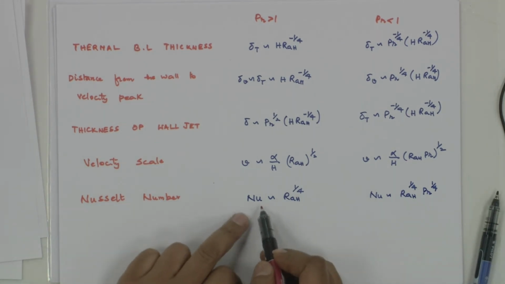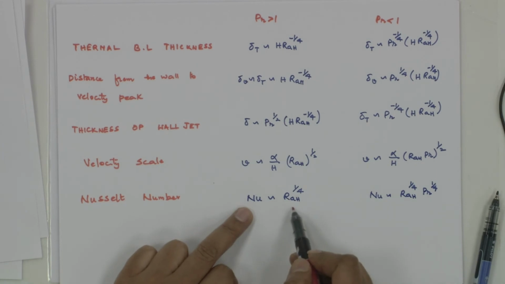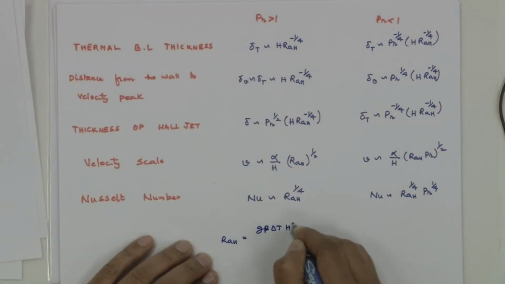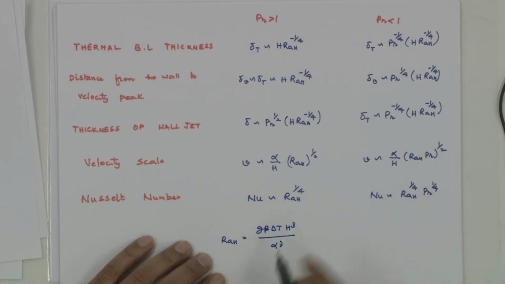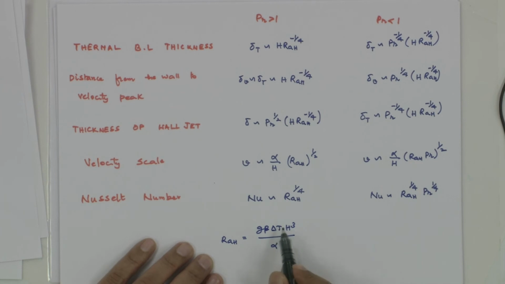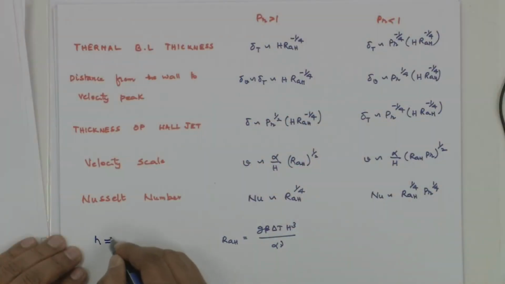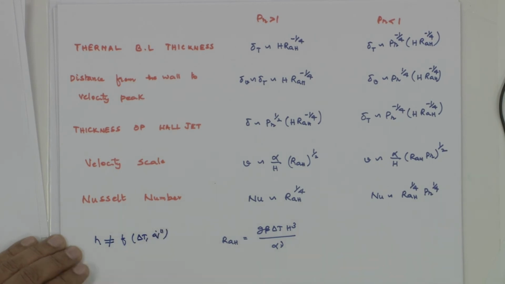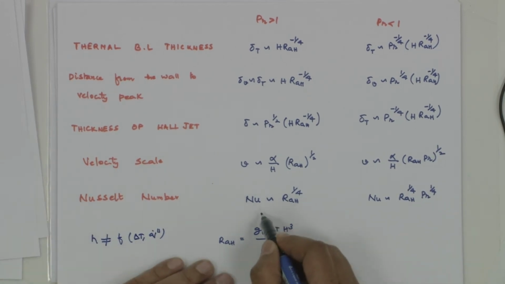See, the Nusselt number, that is the heat transfer coefficient, goes on increasing with the increase of the Rayleigh number. Recall, Rayleigh number is nothing but g beta delta T H cube by alpha nu. So as delta T goes on increasing, my Nusselt number goes on increasing. This is the fundamental difference between forced convection and natural convection. In forced convection, the heat transfer coefficient is not a function of delta T or q double dash. But here, in natural convection, h is dependent on delta T.